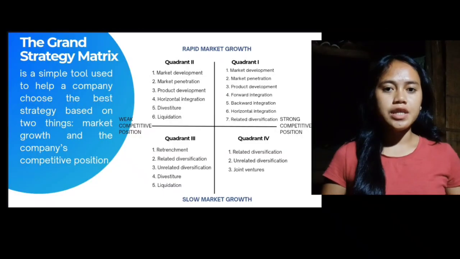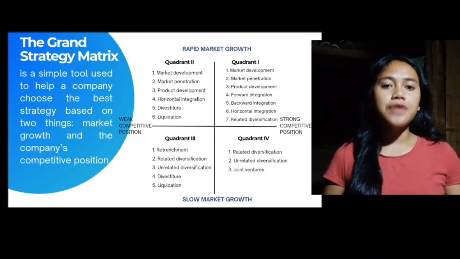So another limitation of BCG matrix is ga-focus lang siya sa current scenario. Wala gyud kayo siya gahatag og great insights nga maka-help og improve sa isa ka product. Though there are some strategies that provided, pero dili gyud gina-specify unsa gyud ang buhaton nga gi-prescribe in the matrix. Now, let's move on to another strategy matrix.